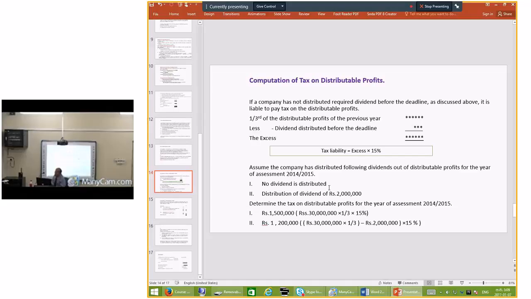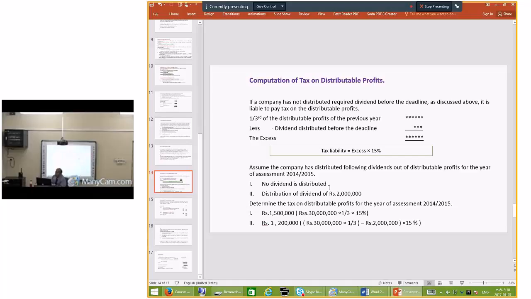Again, the distributable profit for the previous year was 30 million. But since the company has declared only 2 million, that means below 1/10 of the distributable profit of 3 million, the company has to pay dividend tax on the excess over the 2 million and over the 1/3 of the distributable profit.